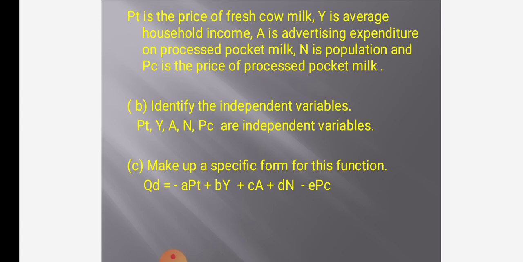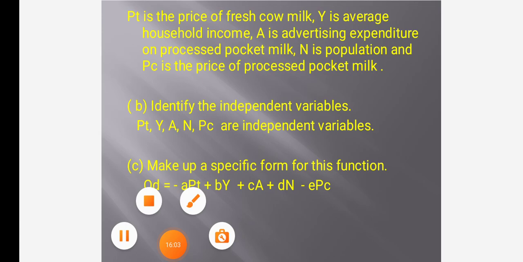Next is the last one, the price of processed milk. I give the variable E to be the coefficient of PC. When the price of processed milk is increasing, people will buy fewer units of that product, so it takes a negative value. Now, finally, when you give a form to this function, QD is equal to minus A price of the product, plus B income, plus C advertisement, plus D population, minus E price of processed milk. So this will be the specific form for the equation with its nature as such.